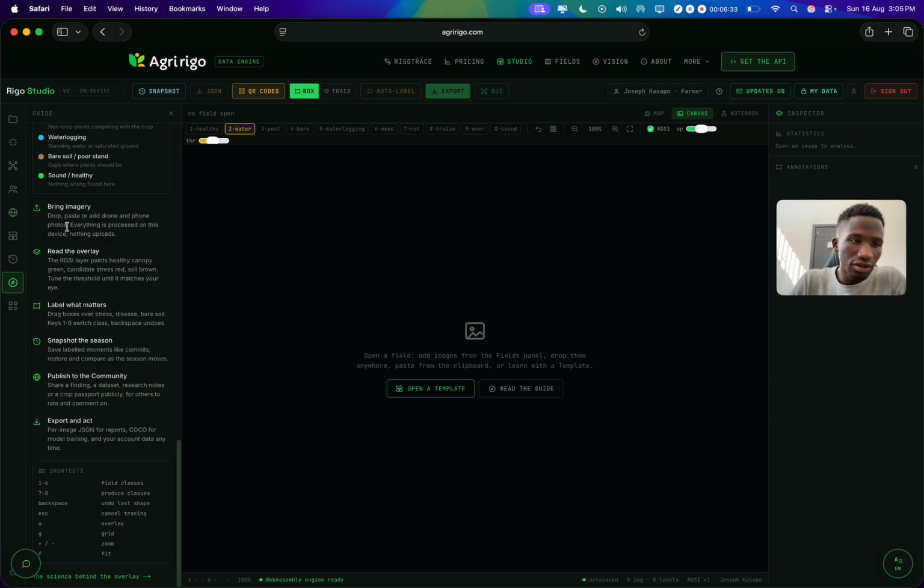Another icon you'd notice within Rigo Studio would be the brain imagery. So this icon stands for brain imagery, and this icon here is the layered overlay. This icon here is the label, what matters, and this icon is the snapshot seasoning. This icon will publish to the community, and this icon is export or act.